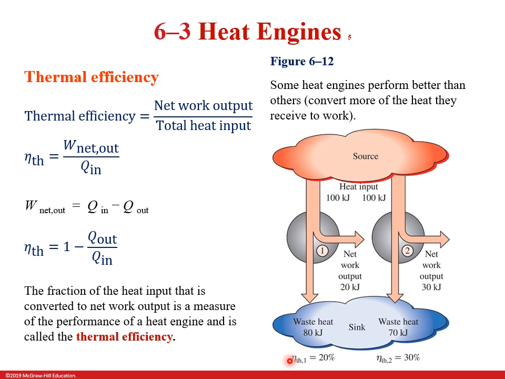And the thermal efficiency is a measure of that, right? Thermal efficiency of system 1 is basically 1 minus Q out over Q in. So 80 divided by 100, 1 minus that. And then the same thing over here, 1 minus 70 over 100. So the thermal efficiency here is 20%, here it's 30%. So this tells you this process is more efficient based on the heat energy in and out.